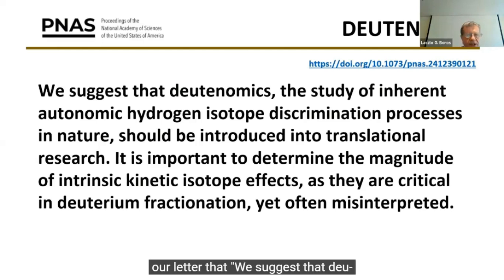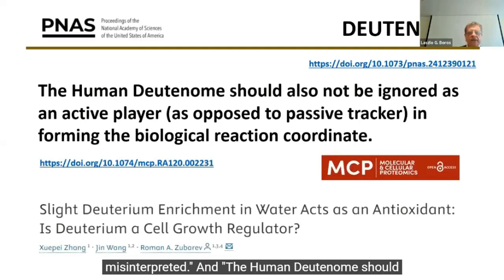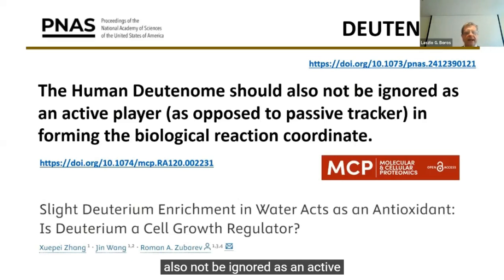So we finished our letter, in which we suggest that deuteronomics, the study of inherent autonomic hydrogen isotope discrimination processes in nature, should be introduced into translational research. It is important to determine the magnitude of intrinsic kinetic isotope effects, as they are critical in deuterium fractionation, yet often misinterpreted. And the human deuteriome should also not be ignored as an active player, as opposed to a passive tracker, in forming the biological reaction coordinate.